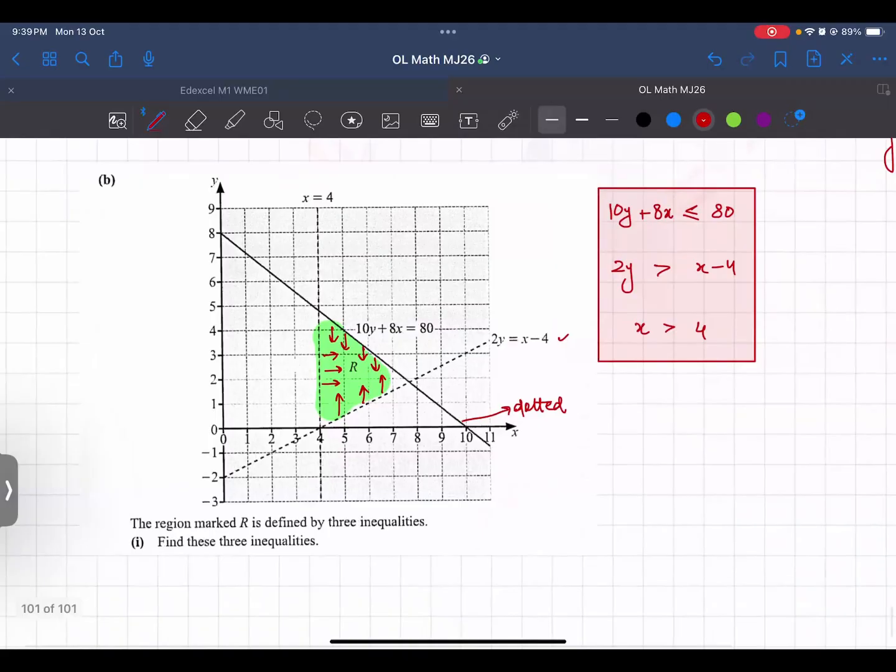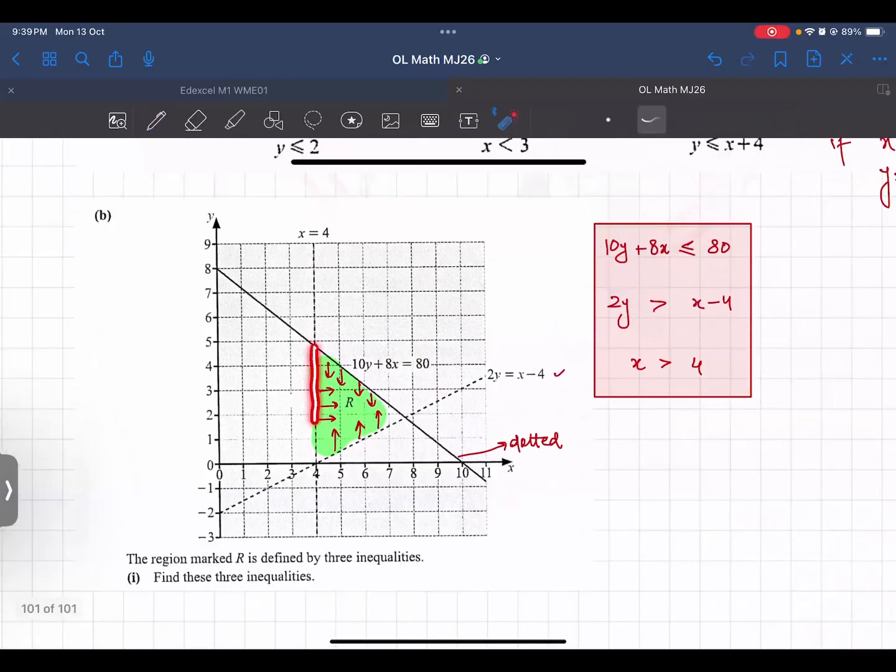They have labeled this region R. They are asking you to find the inequalities which will satisfy this region R. They have given you three lines defining this R region. This line is this equation, this line is this equation, and this line is this equation. We have to put in the correct inequalities so that we get the shaded part, which is only this R region.